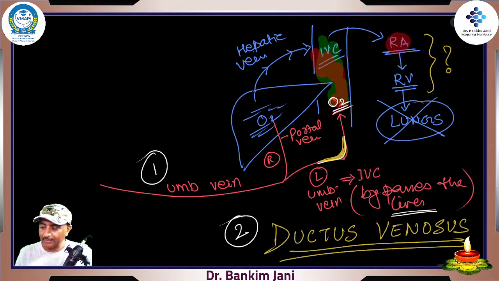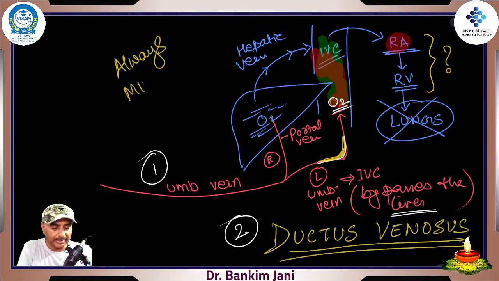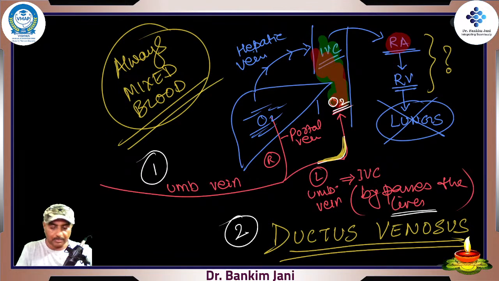So the point to understand is that the baby will always be getting mixed blood, never pure oxygenated blood. Very important, because this is the only source. So for him, always mixed blood. The right atrium will always be getting mixed blood.